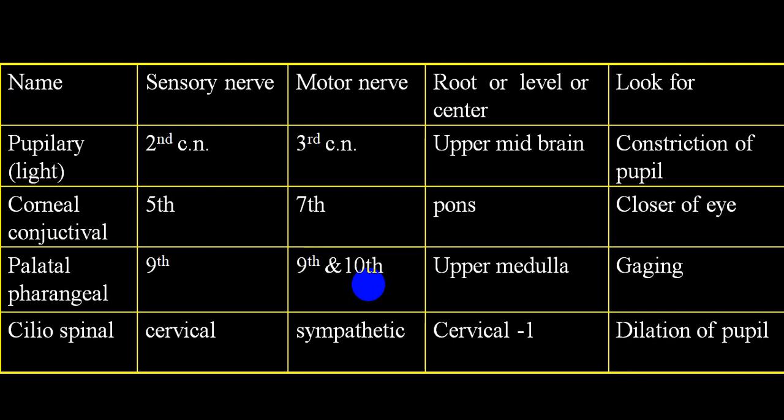So this will be combined, and the center is the upper part of the medulla, and the response is contraction of the pharynx and contraction of the soft palate, giving rise to gagging. That's why it is also called gag reflex. But depending upon what you are stimulating, you call it palatal when you stimulate the soft palate, and pharyngeal reflex when you stimulate the pharyngeal wall.